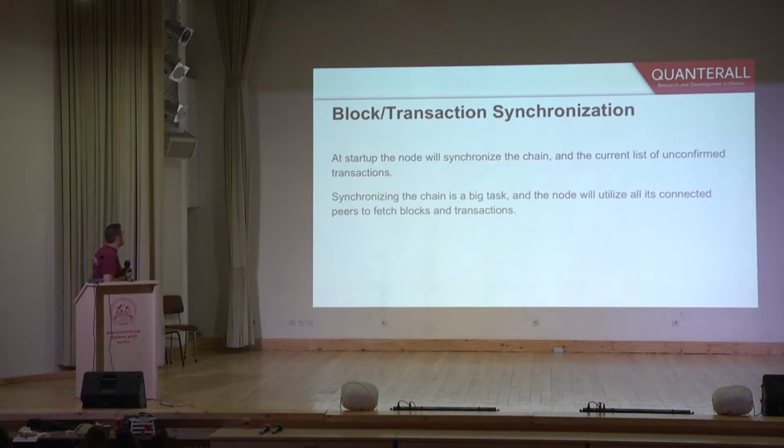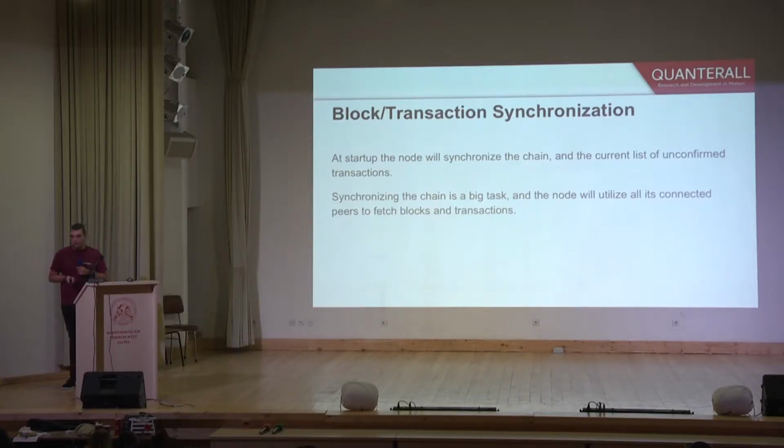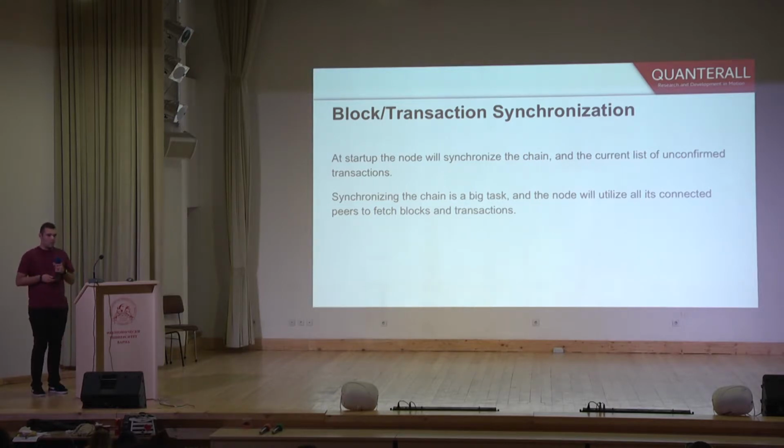And for the block and transaction synchronization, this is the interesting part, actually. At startup, after discovering at least one peer, the node will synchronize the chain and the current list of unconfirmed transactions. Synchronizing the chain is actually a big task, and the node will utilize all its connected peers to fetch blocks and transactions. Fetching the transactions from other peers is not so big a task, so the node will just take one of the peers and fill up only the missing transactions.